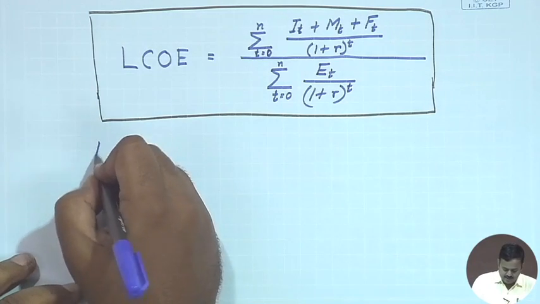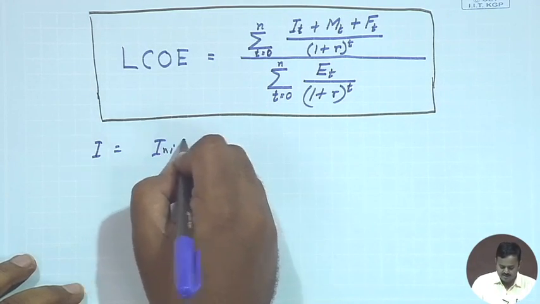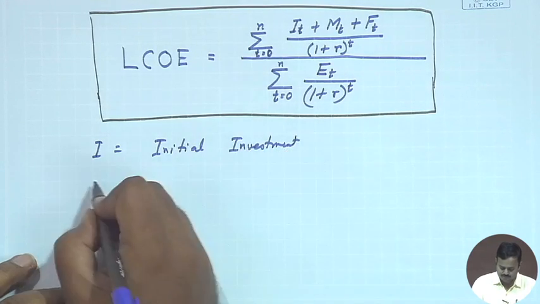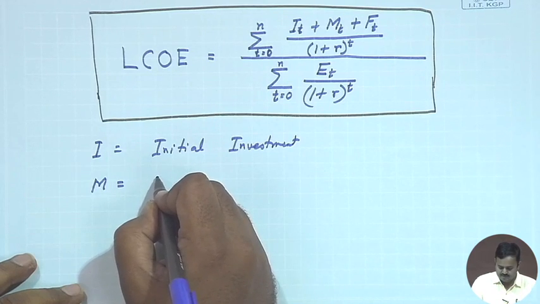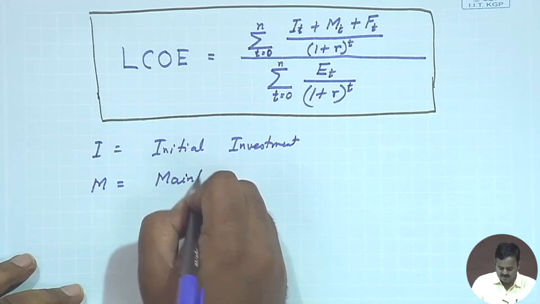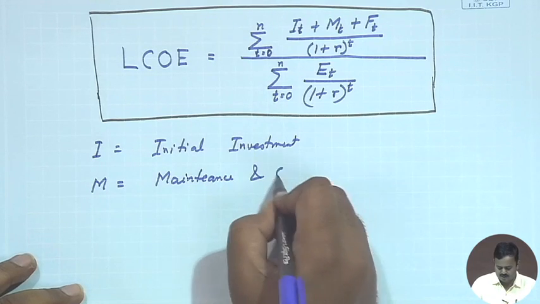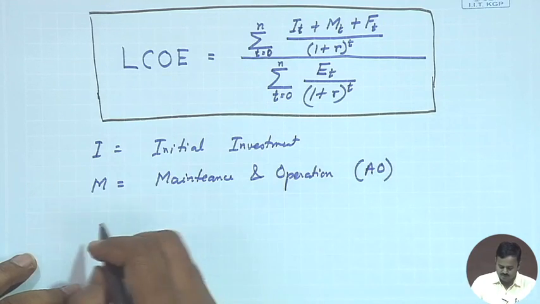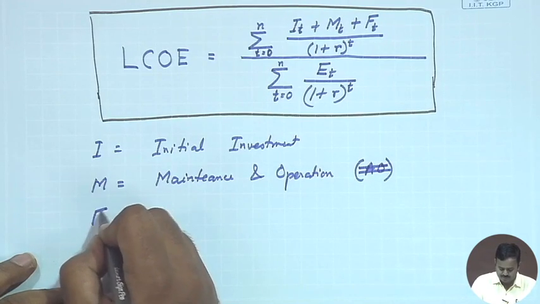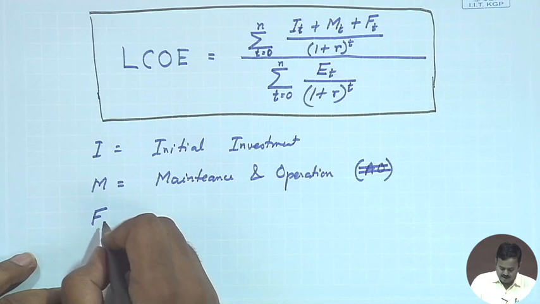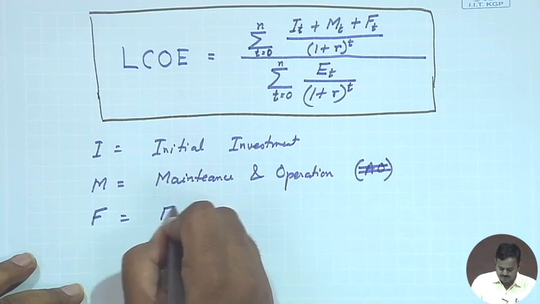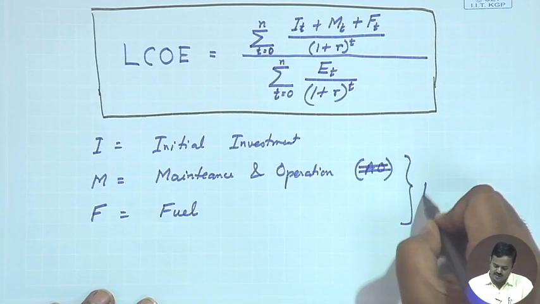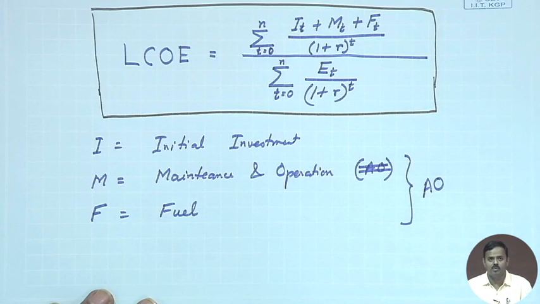Again, let me write down what is I. I is initial cost, initial investment, which typically is at the 0th year. M is maintenance, or operation and maintenance. Also, I would say it can be written as AO, operation and maintenance, and F is fuel, and these two together are the annual operating cost, AO.